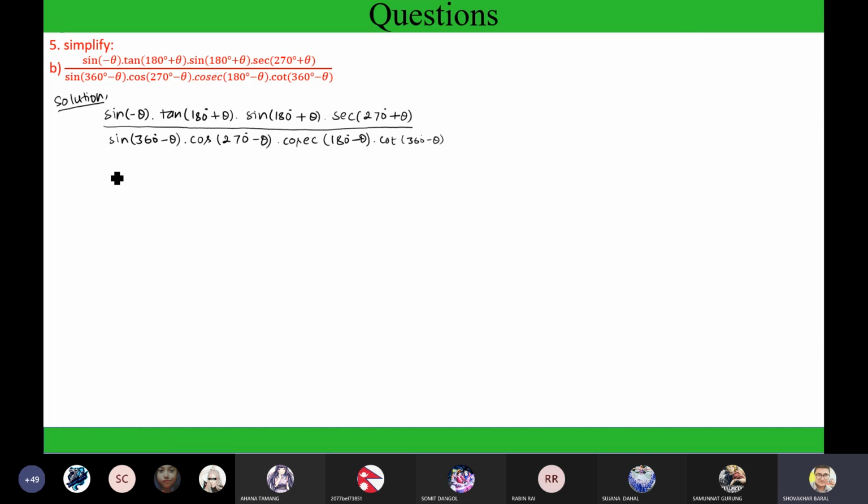We have got this ratio here. Let's use the formula. Sine minus theta, it will be, please tell me the formula. Sine minus theta, it will be minus of sine theta. Please tell me the formula. Please don't hesitate to say.